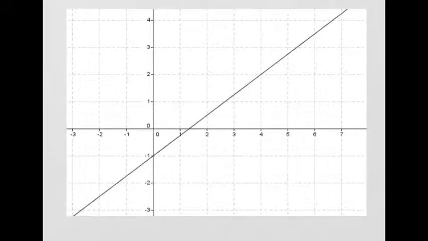Okay, so let's do another example. We've got another line here. We're going to find the equation of that line in slope-intercept form. What two things do I need to find the equation of a line in slope-intercept form? The slope and the y-intercept. See if you can do that on your own.